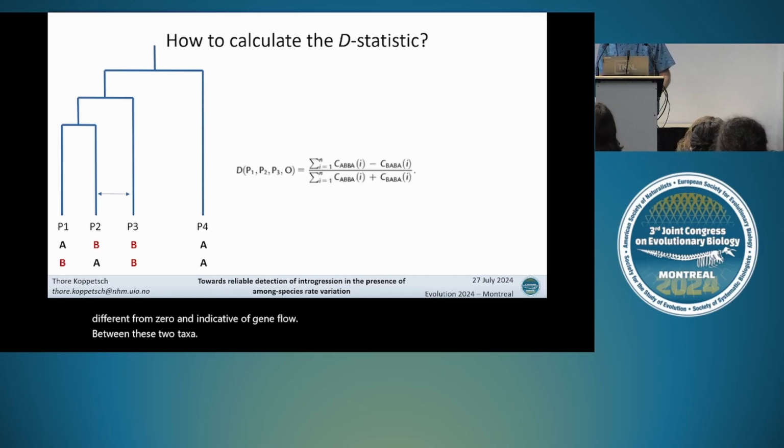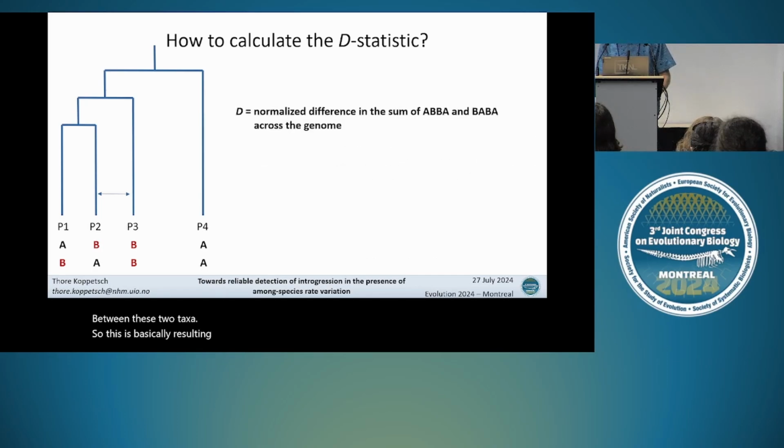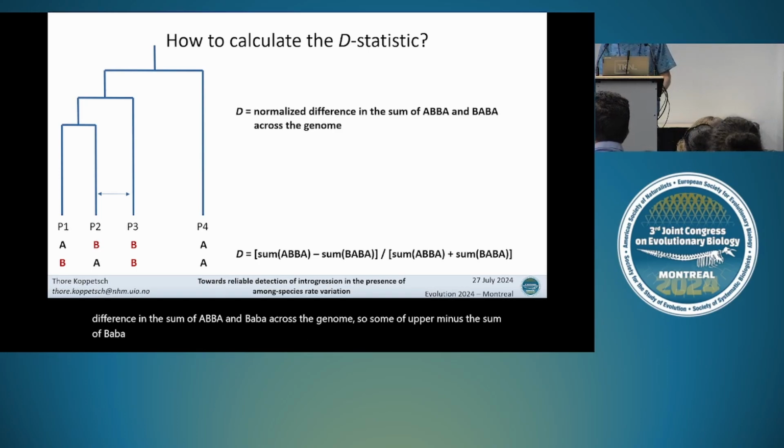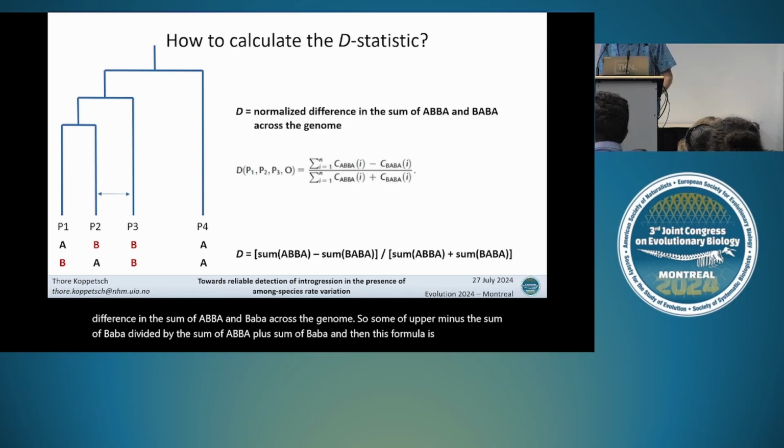So this is basically resulting in this formula. It can be more simplified. D is the normalized difference in the sums of ABBA and BABA across the genome. So the sum of ABBA minus the sum of BABA, divided by the sum of ABBA plus the sum of BABA. And then this formula is basically just summarizing that.